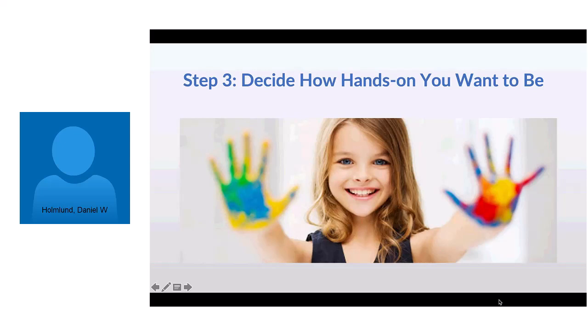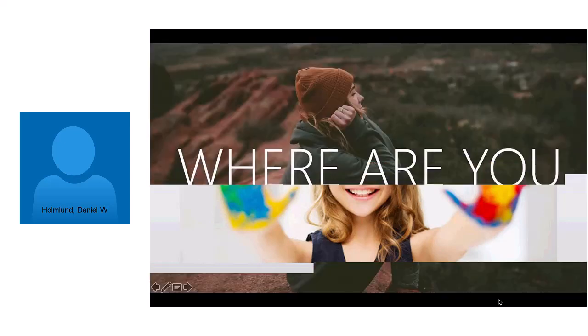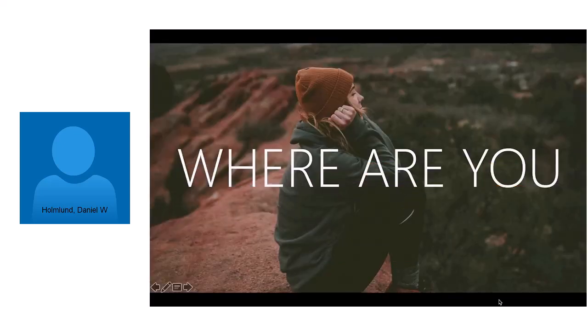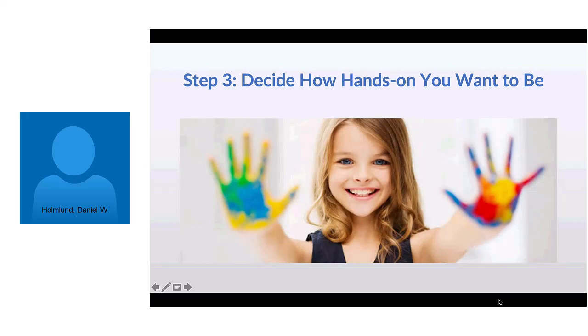The next thing you need to do is determine your why. Once you determine your why, one of the next things you want to do is decide how hands-on you want to be. And one of the nice things that I like about real estate is that there is a huge spectrum that you can be involved in. You can be entirely hands-on.